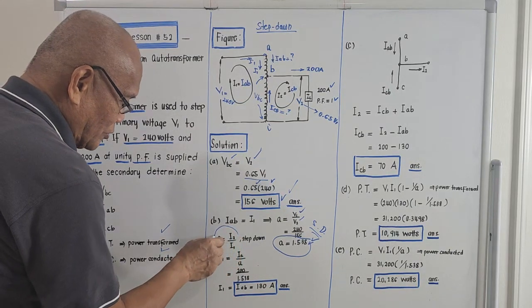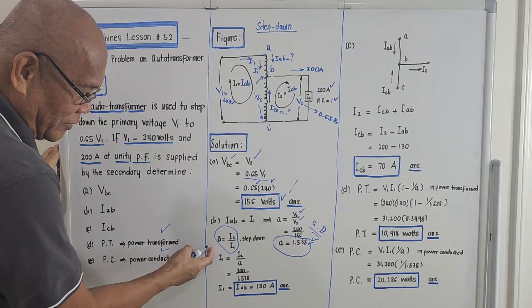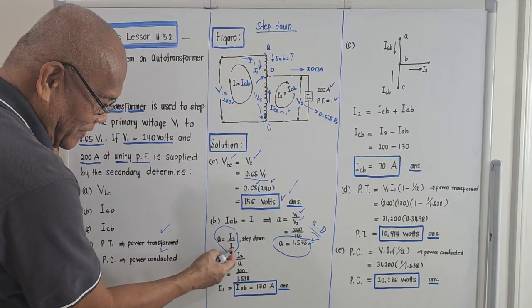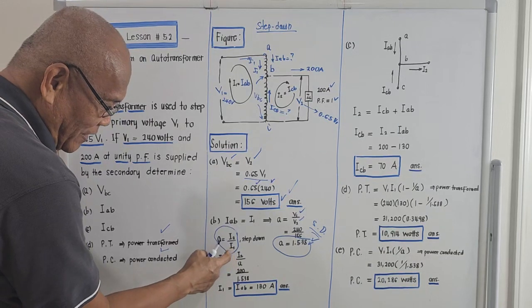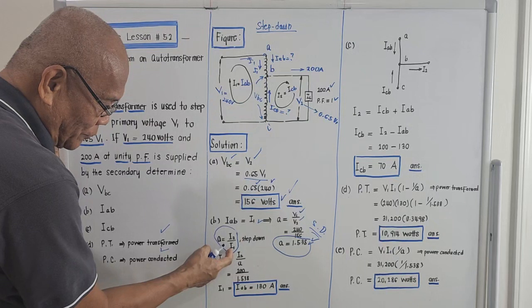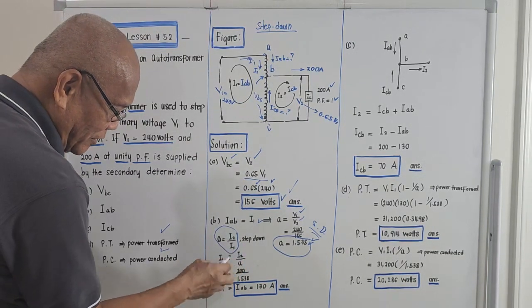For a step-down transformer, the ratio of transformation will be the bigger current over the smaller current, right? And I1 here is the one we are looking for. So if we try to compute for I sub 1, I sub 1 will be I sub 2 over A. It's from this, right?